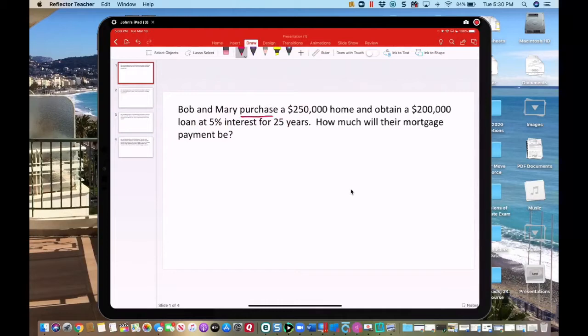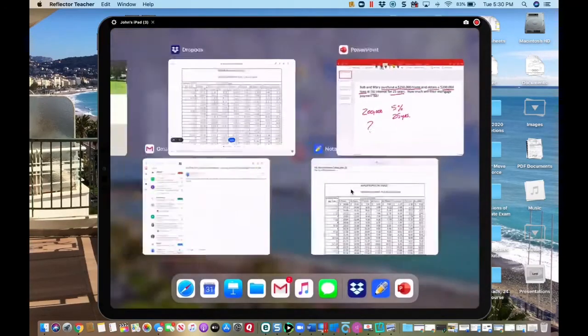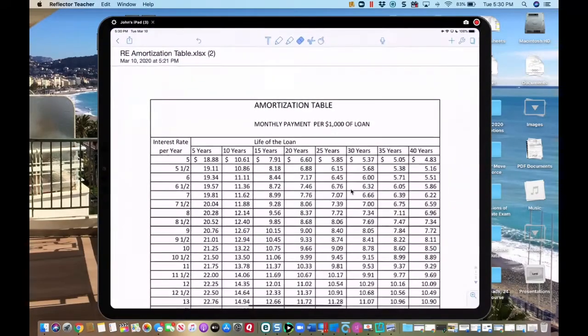They purchased the home for $250,000, and they obtained a $200,000 loan. So $200,000 is what we're concerned with here. Now, 5% interest for 25 years. How much will their mortgage payment be? Again, we're looking at 5%, 25 years. We want to go over to our mortgage table right here.